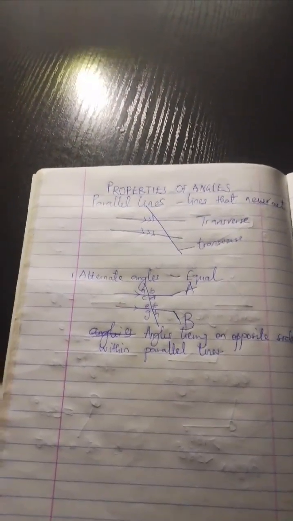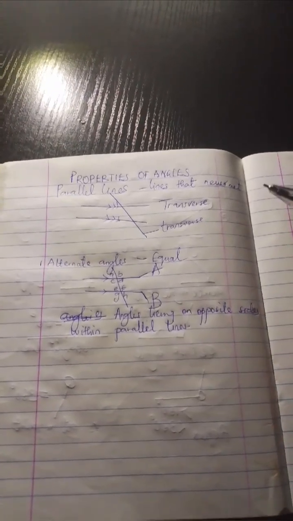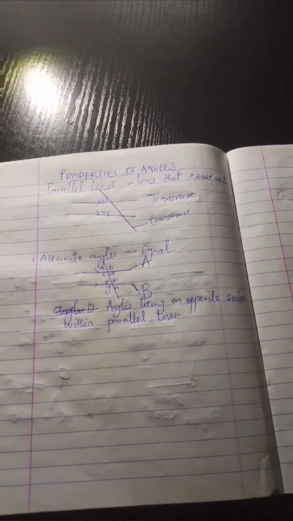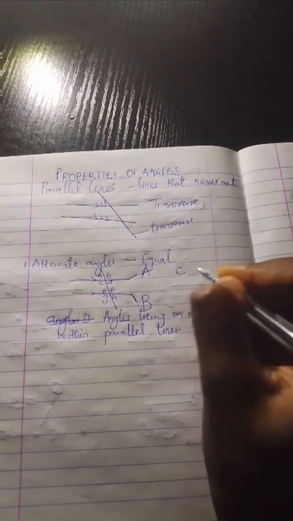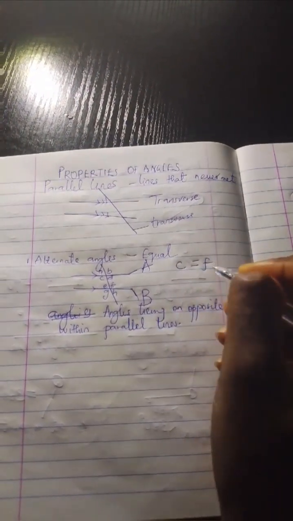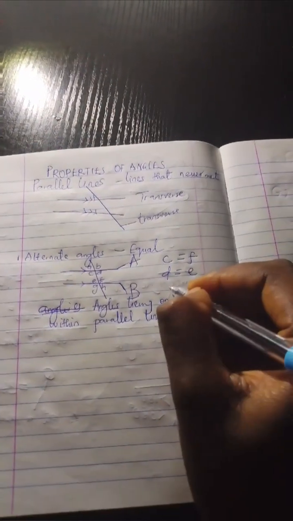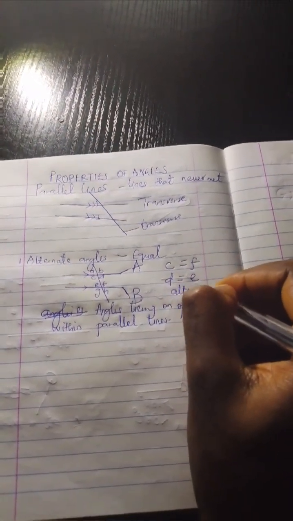And that's alternate angles. So since we've already known that C and F are alternate angles, E and D are alternate angles, it means that our C is going to be equal to our F and our D is going to be equal to our E because they are alternate angles.